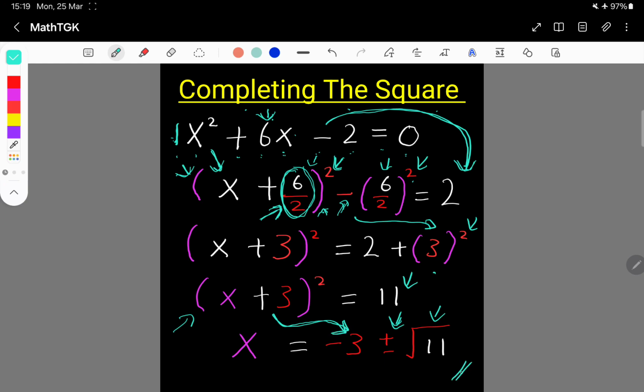So that's all. This is the final answer for this quadratic equation, and you can use this method, the completing the square method, to solve quadratic equations.